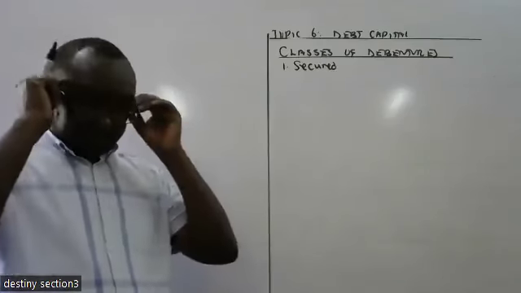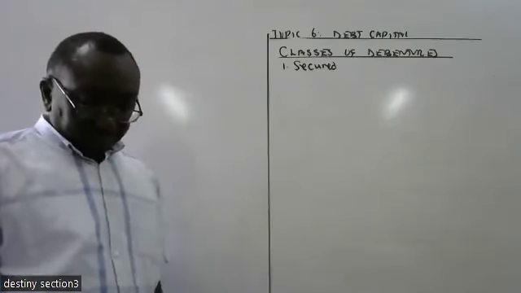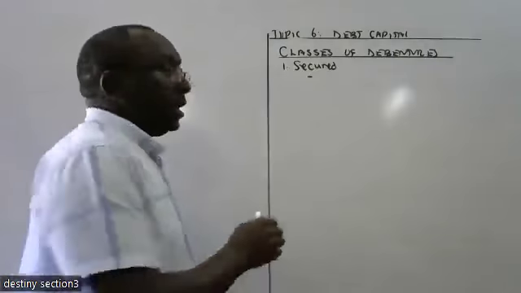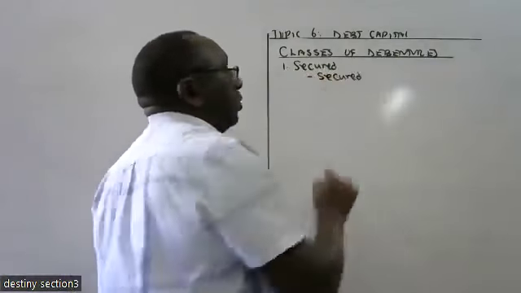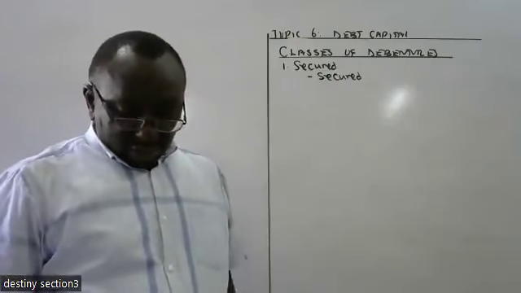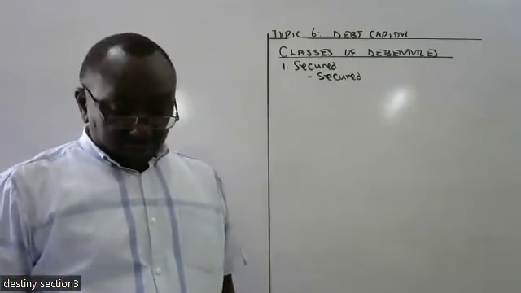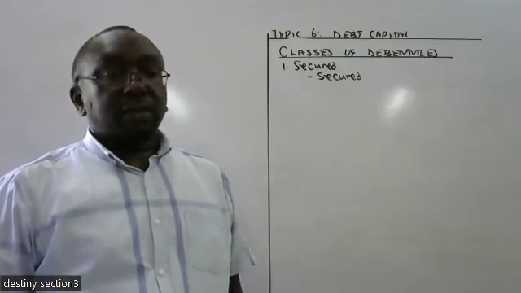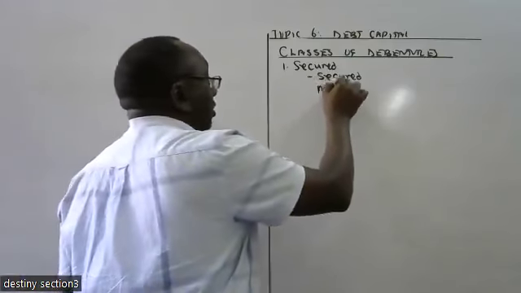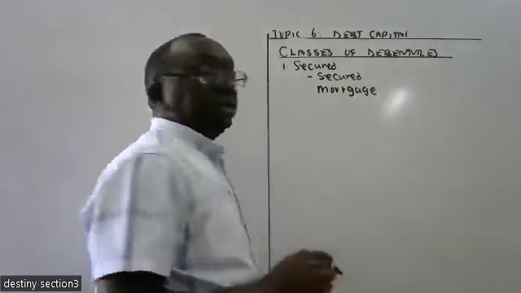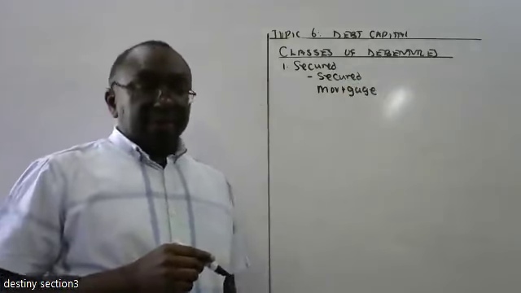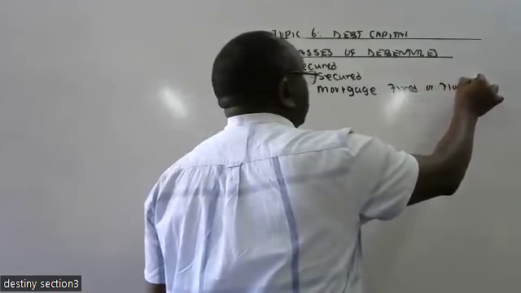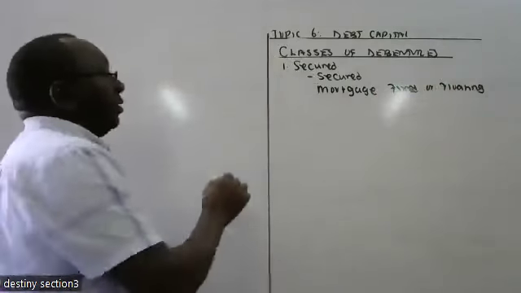Secured, that's the first type. We note that these are secured by some charge on the property of the company. The charge or mortgage may be fixed or floating.